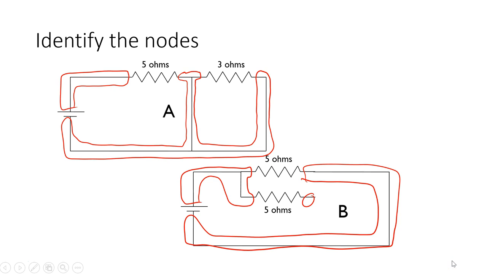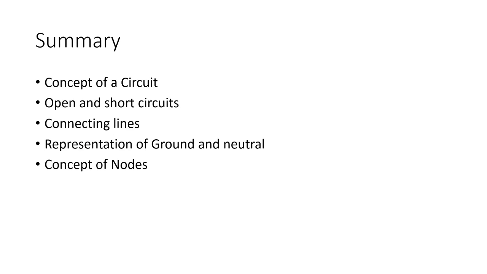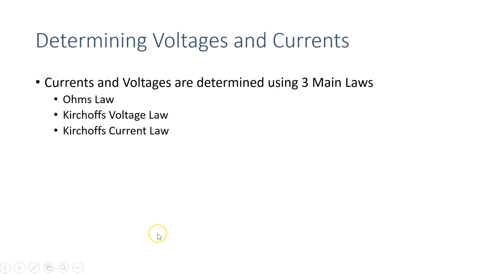And that brings us to the end of this session. So just to summarize, we looked at the concept of a circuit. We looked at open and short circuits, connecting lines, and the representation of ground and neutral, and very importantly, the concept of nodes. Next time we will look at how we actually go about determining voltages and currents. So we look at Ohm's law, Kirchhoff's voltage law, and current law.